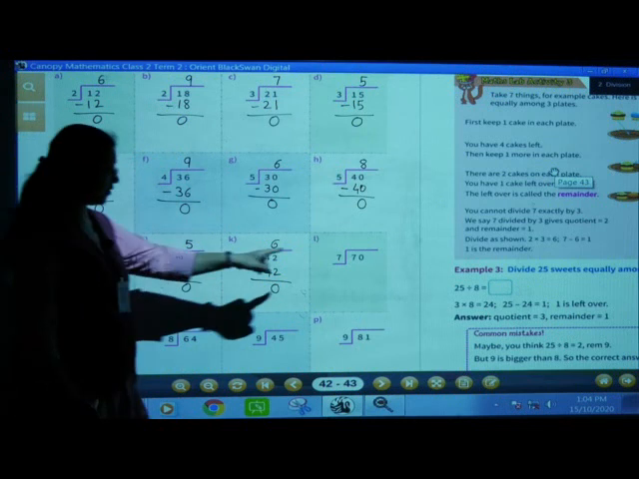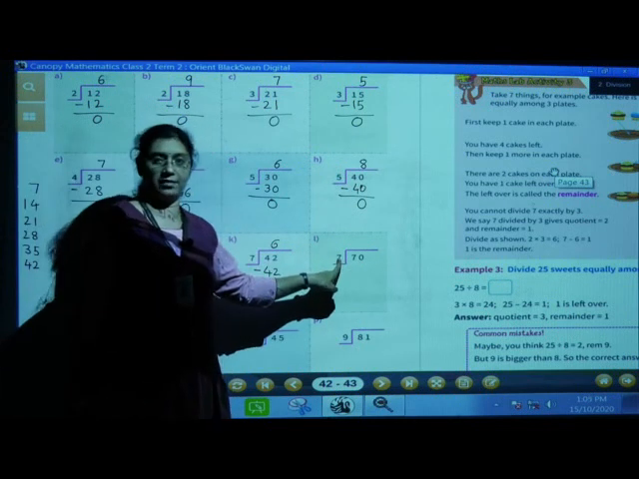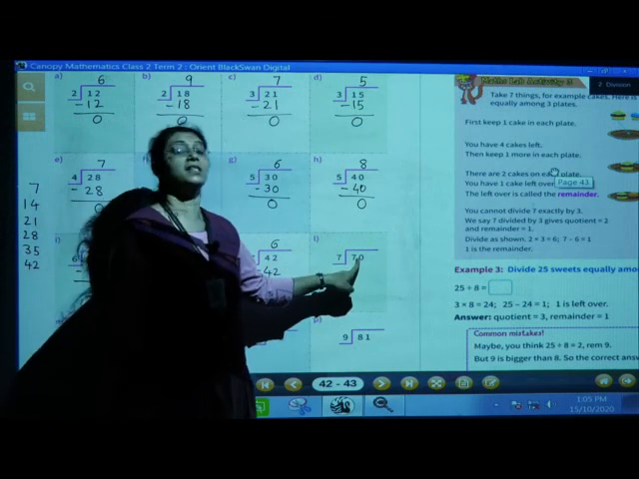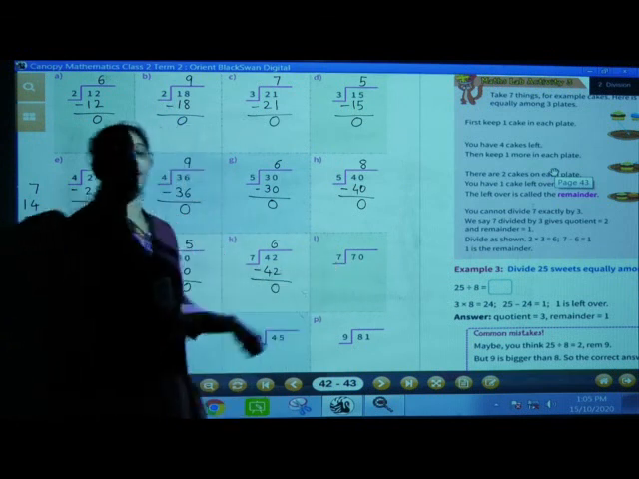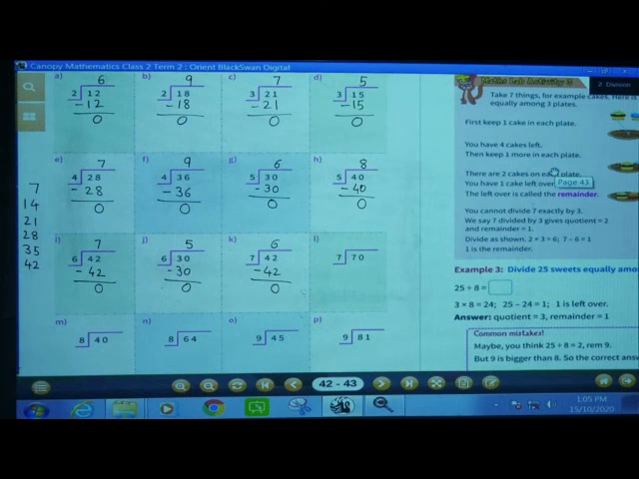Next, 70 divided by 7 means 70 is the dividend and 7 is the divisor. Then what is the quotient? See, I am writing table of 7. We have to say table of 7 till we reach 70.